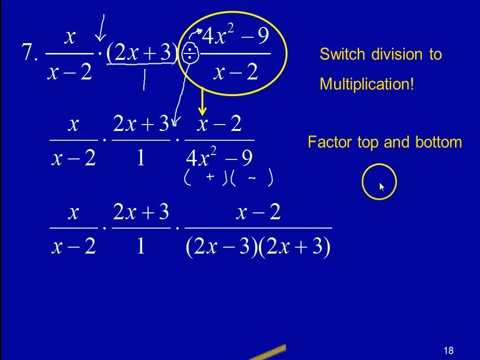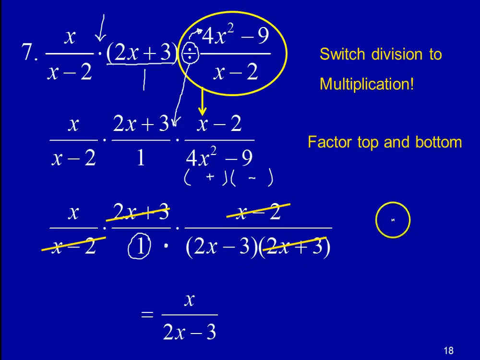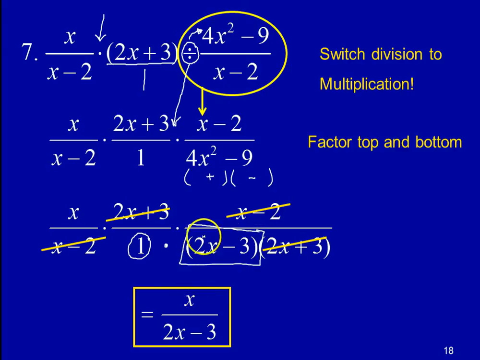Now what can we cancel? 2x plus 3 with 2x plus 3. X minus 2 with x minus 2. So on top, I have an x. On bottom, I've got a 1 and a 2x minus 3. But does this 1 mean anything? What is 1 times 2x minus 3? It's just 2x minus 3. Now again, this is my answer, and make sure you don't start canceling things because this 2x minus 3, remember, is in parentheses. That's a factor. So those belong together. You can't start canceling those x's.